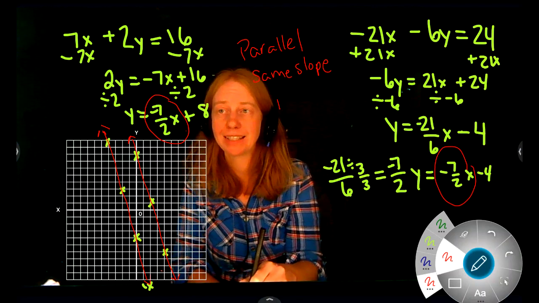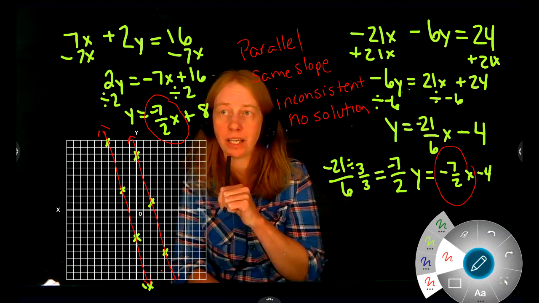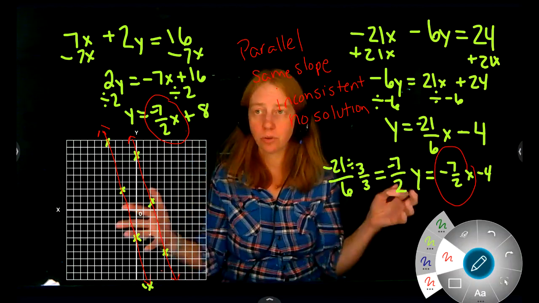So we're going to call this inconsistent because it has no solutions. And we don't have to choose dependent or independent because we know it's inconsistent. So that's how you're doing these kinds of things.